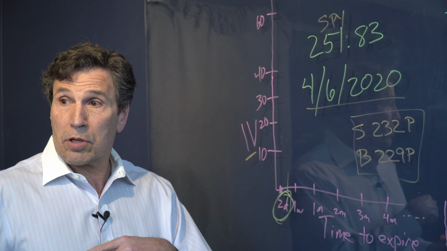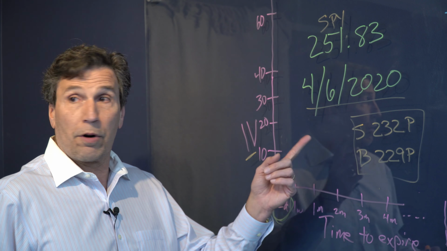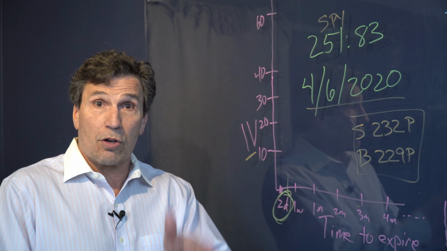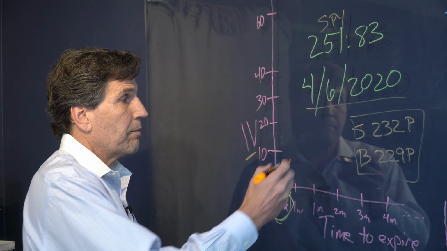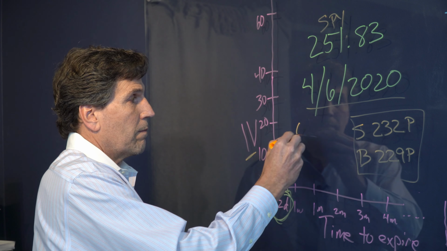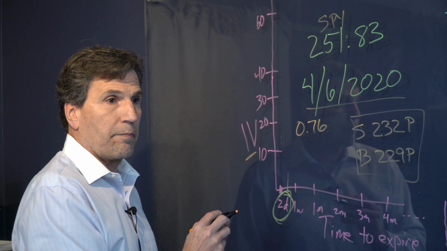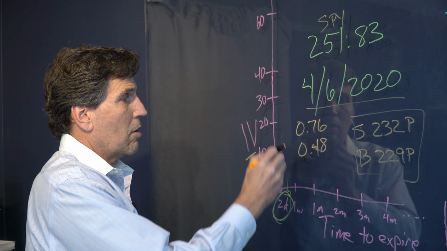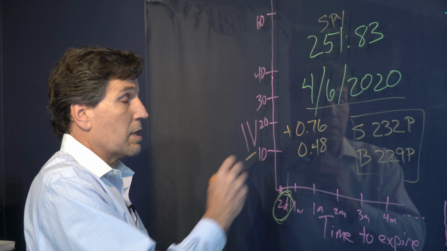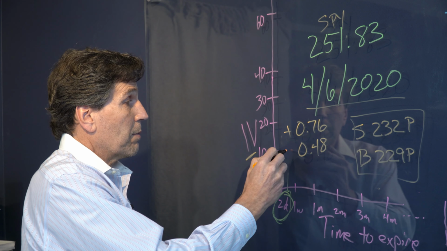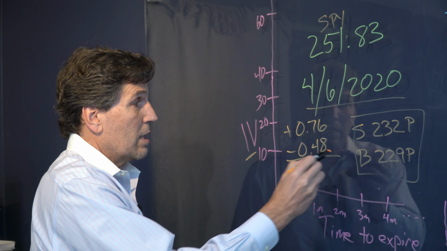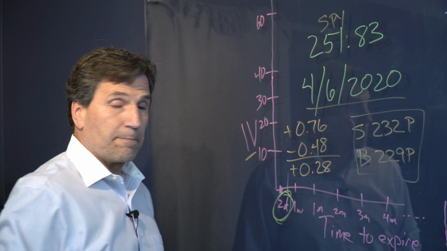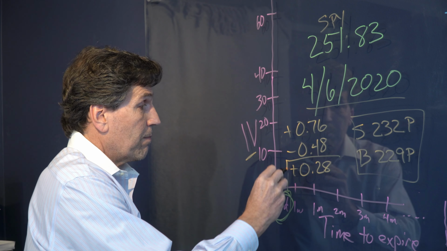And so Terry, what were the prices for this right here, the 232 put? That is FOV IV in the software. Okay, the 232 put is 0.76. And the 229 is 0.48. Okay, so I'm going to sell this one, so it's a credit to my account, and I'm going to buy that one, so it's a debit to my account. So that equals 0.28. So that's the price, right there.